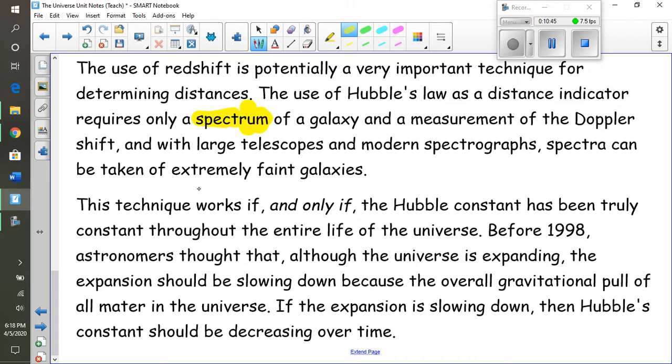But this is important. The technique works if and only if the Hubble constant is truly constant. Okay, that's very important there. So before 1998, astronomers thought that although the universe is expanding, the expansion would slow down because gravity pulls. So they thought, okay, the universe got started, it's expanding, and then it's starting to slow down in its expansion. And so if the expansion is slowing down, then Hubble's constant should be decreasing over time.